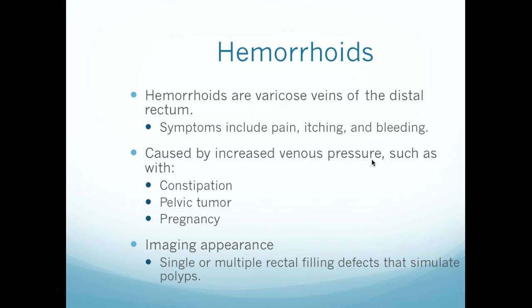Hemorrhoids. So they're varicose veins in the distal rectum. So esophageal varices are varicose veins in the esophagus. So hemorrhoids and varicose veins within the esophagus, so varices, are the same. They are varicose veins of the distal rectum. Symptoms include pain, itching, and bleeding caused by increased venous pressure, such as with constipation, pelvic tumor, or pregnancy. A lot of pregnant women get hemorrhoids. And the imaging appearance, single or multiple rectal filling defects that simulate polyps.